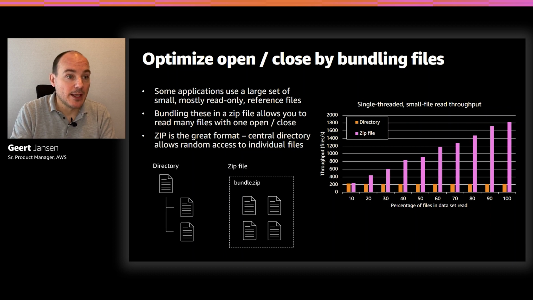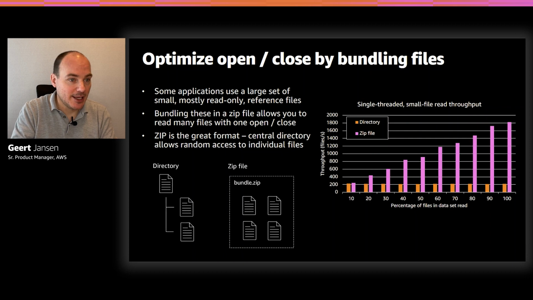So if those files are stored in a directory, the performance is actually constant. Right? So we're reading, in this case, a little bit over 200 files per second because they're uncached. And it doesn't really matter whether you read 10%, 20%, or 100%. The performance you get, in number of files per second, is fixed.